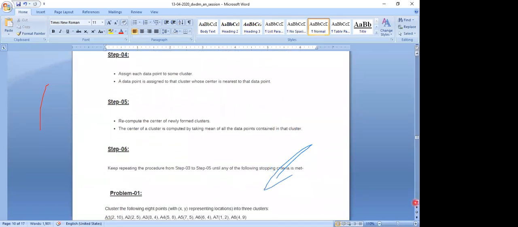Yes, students. Repeat the procedure from 3 to 5 until any of the following stop criteria is met. Now let us see one example.